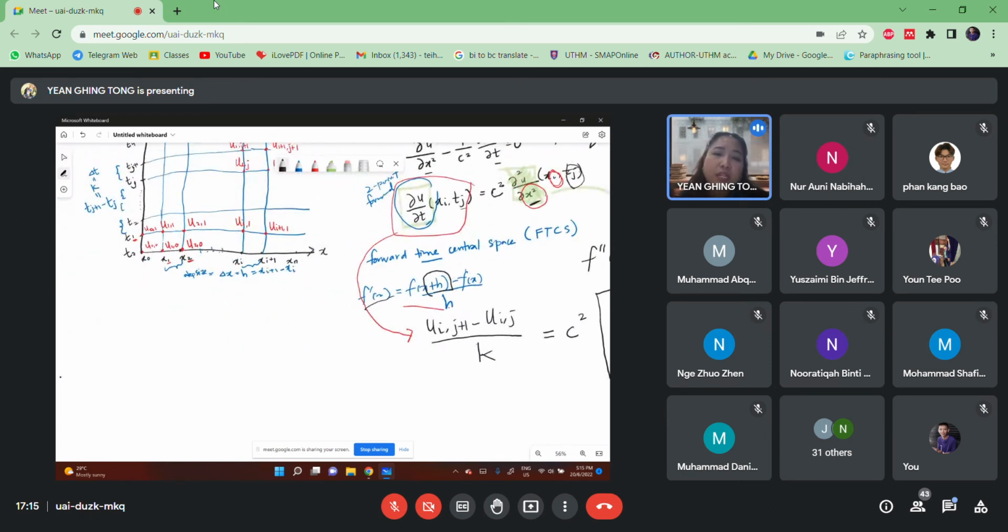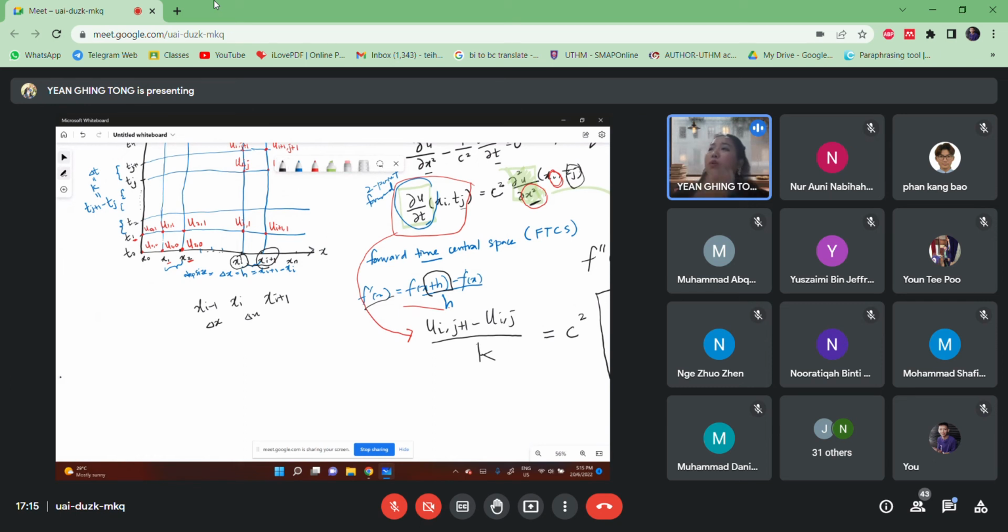So daripada sini xi dia tambah step size, dia akan jadi x plus h. Maksudnya kalau ni xi dia tambah step size, dia akan x i plus 1. Kalau dia tolak dia punya step size, dia akan xi minus 1 kan. So tapi sebab sini x adalah paksi x, sekarang kita nak cari u, value of u.